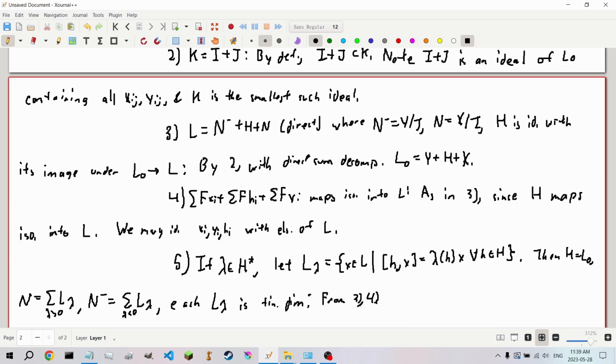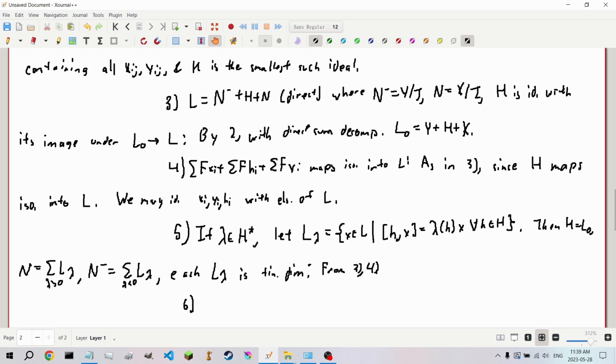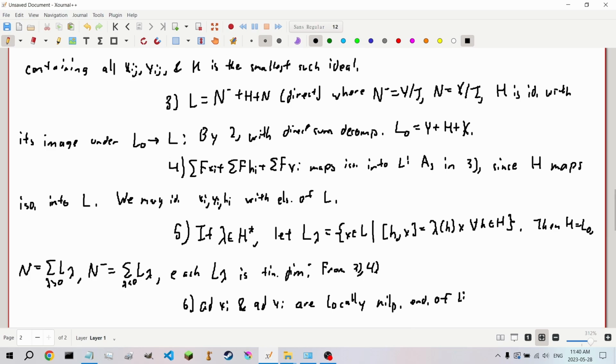Okay. Next up is number 6, which is for each i, of course, the adjoint of xi and the adjoint of yi are locally nilpotent endomorphisms of L. And we're of course going to consider just one such element from one of them, and everything else is going to follow by symmetry.